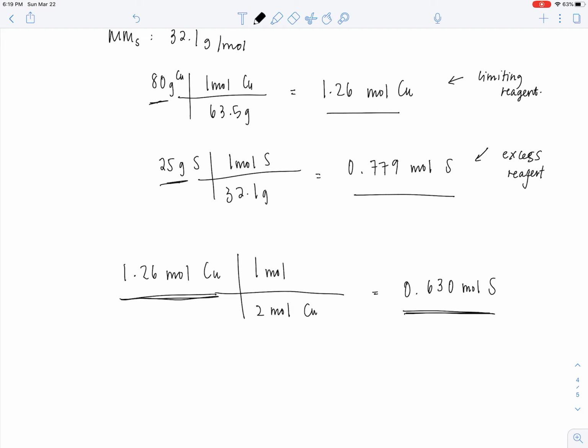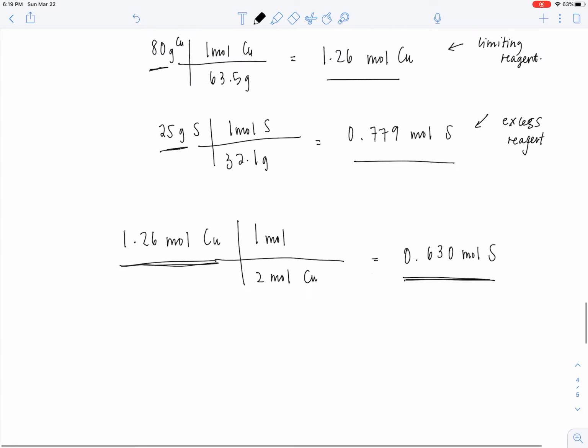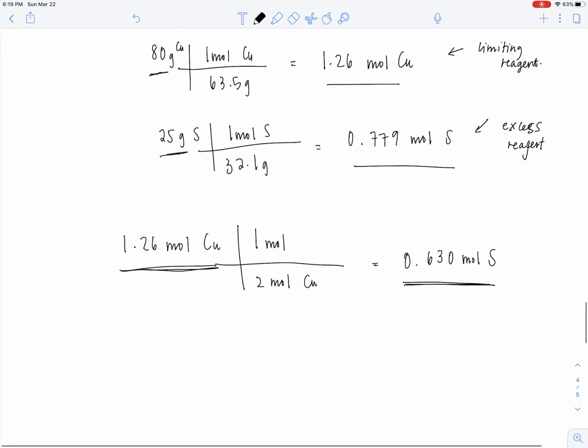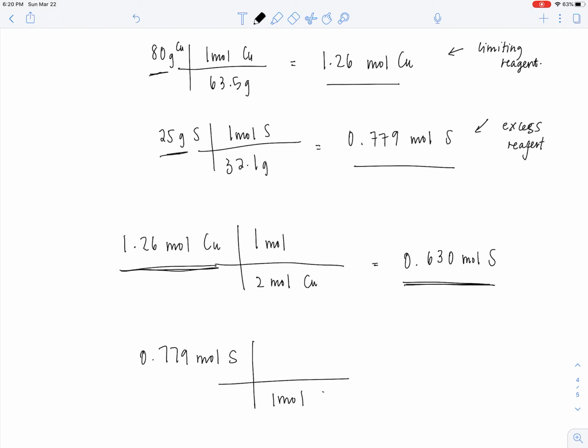Okay, we could do it the other way too, and we could say how much copper we need from sulfur. So you could say, if we start with 0.779 moles of sulfur, and we're going from 1 mole of sulfur to 2 moles of copper, then what we need is 0.779 times 2, which is 1.558 moles of copper. And we don't have that. We only have 1.26 moles of copper. So again, copper is limiting.